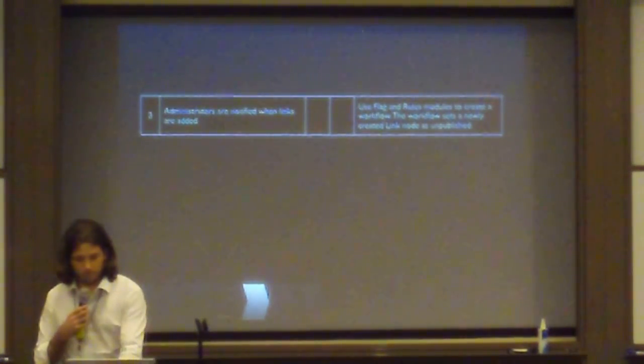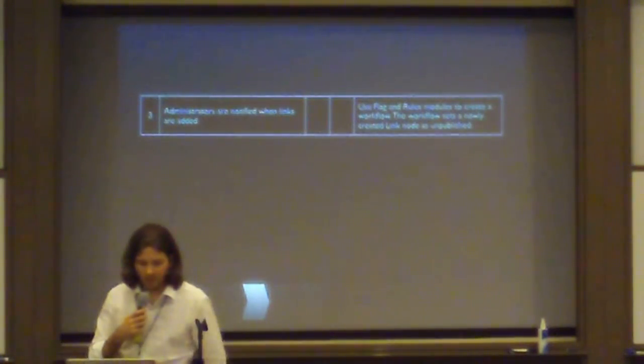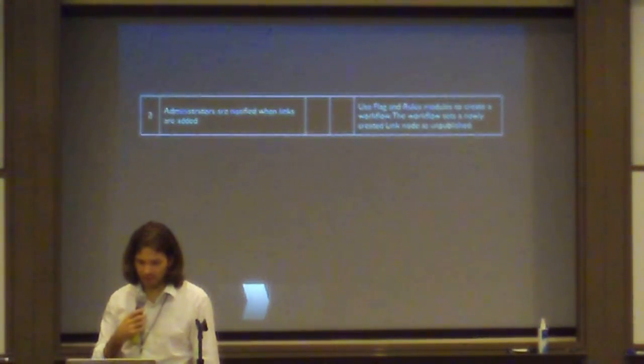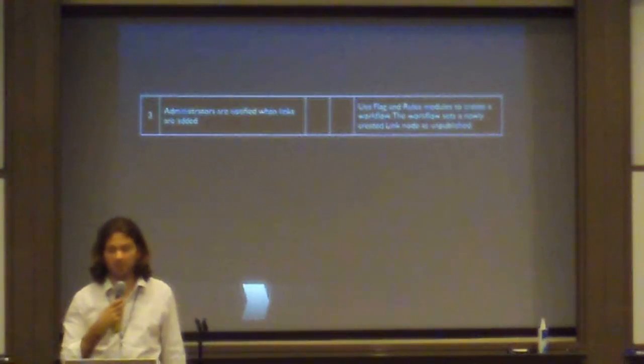All right. So, how do we go about estimating a feature? Well, here's one of our features. Administrators are notified when links are added. And we'll look at the solution. Use flag and rules modules to create a workflow. The workflow sets a newly created link node as unpublished.